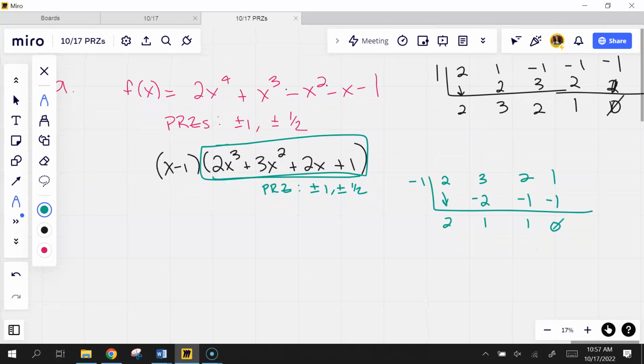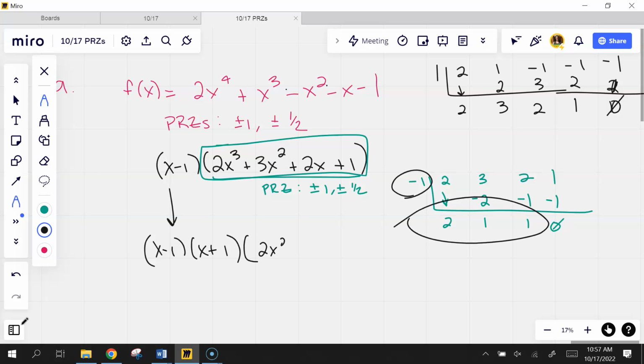All right, so understand what this means. I've got the x minus 1. Now I have the x plus 1 times 2x squared plus x plus 1. Okay, this is a double PRZ quadratic formula. That's when I told you that you will have one like this on your test. Once you understand what it is you're doing, it makes sense.